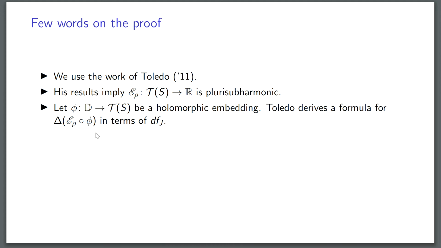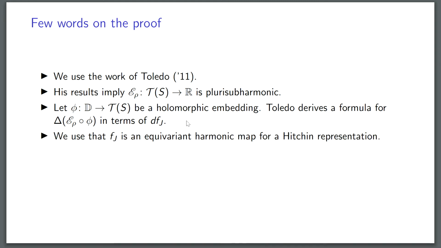However, in order to conclude that it's strictly positive, we do not have enough information when you just stare at this formula. We need to know a little bit more in order to push this further. And for this we use that the representations we look at are Hitchin representations. That means that the harmonic maps that appear in the formula for the Laplacian of the composition are these equivariant harmonic maps for Hitchin representations. And for such equivariant harmonic maps, we have a little bit more information than we would otherwise have.